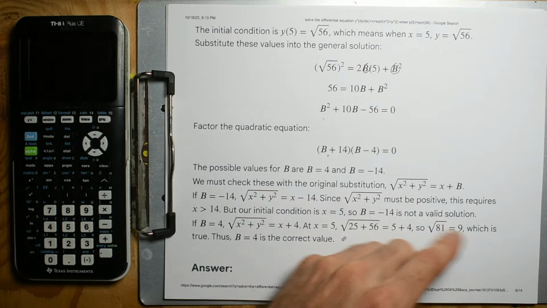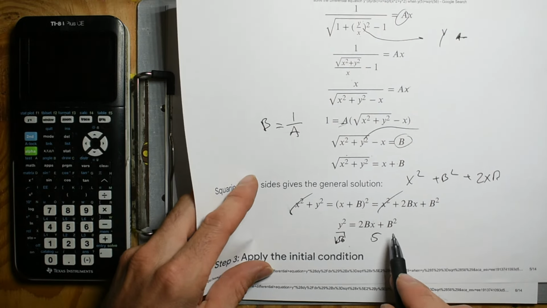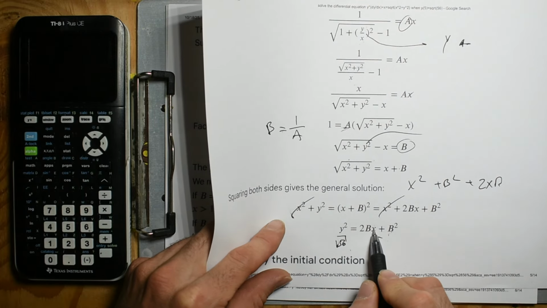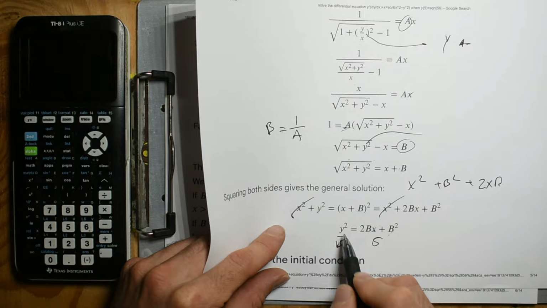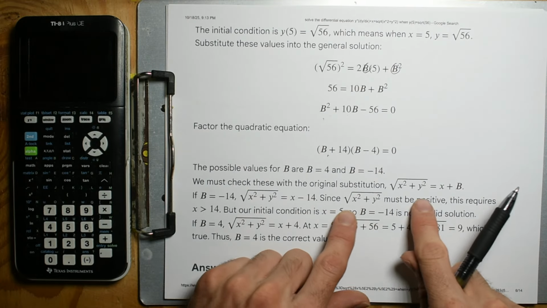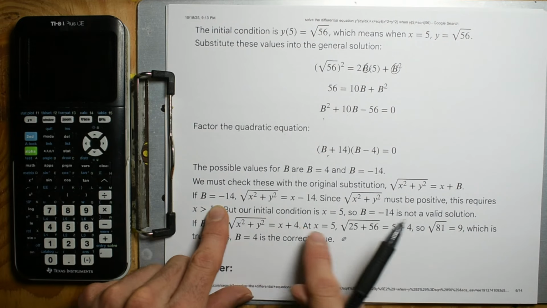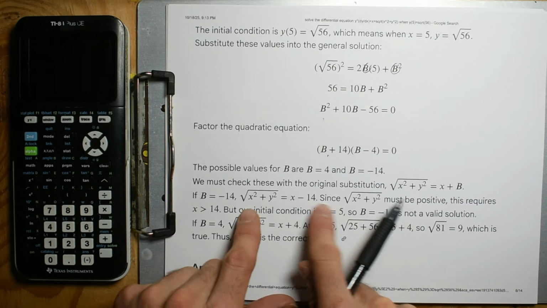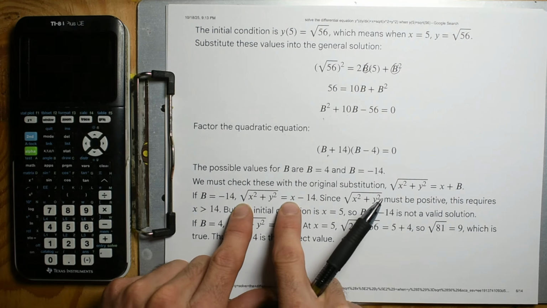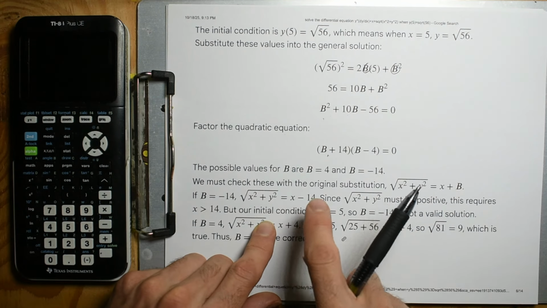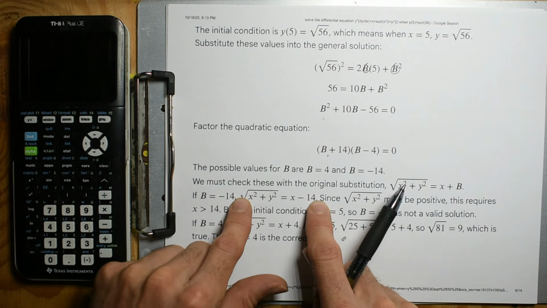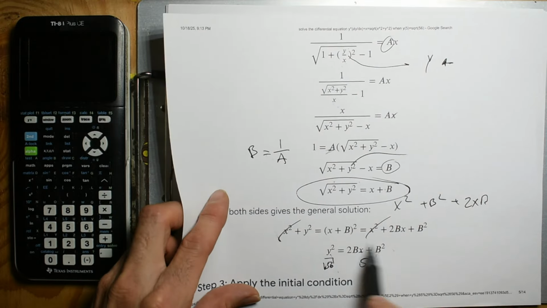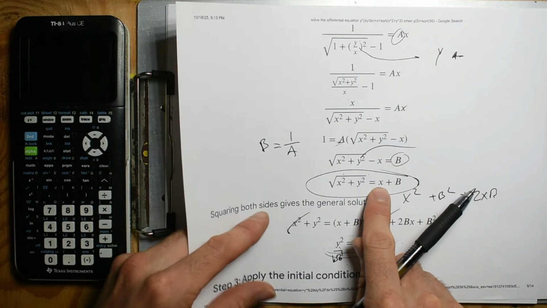That means that, let's go back to if b is negative 14. Our initial condition says this is 5 and this is 56. So when b is negative 14, and this is the equation that they sub it back into. If this is 5, you're going to have 5 minus 14. They're taking it all the way back to this equation. That's fine. You can use any one, but maybe it makes more sense to use that one.